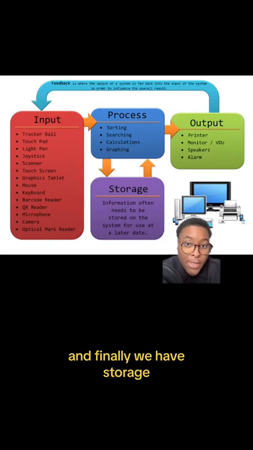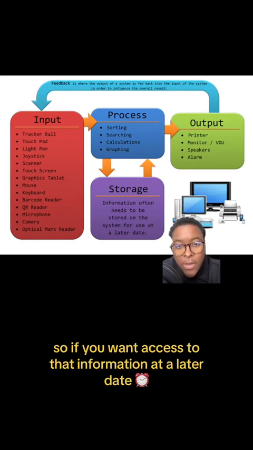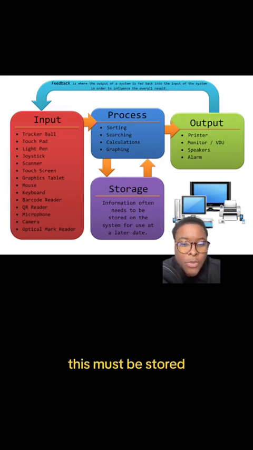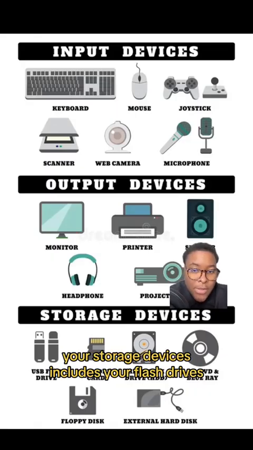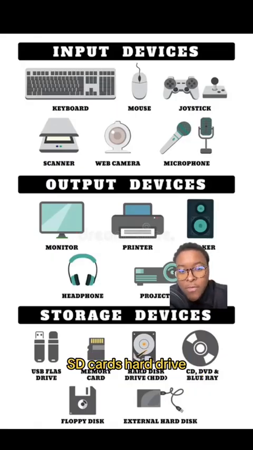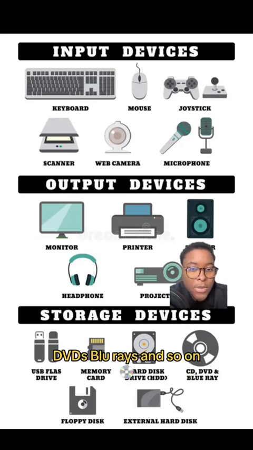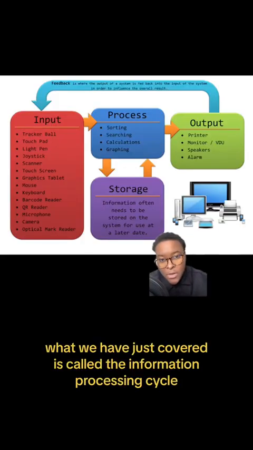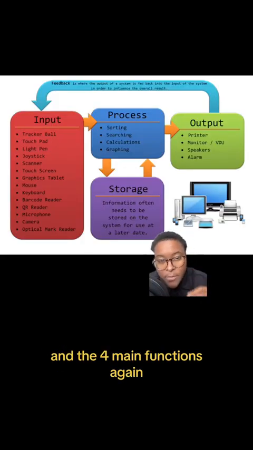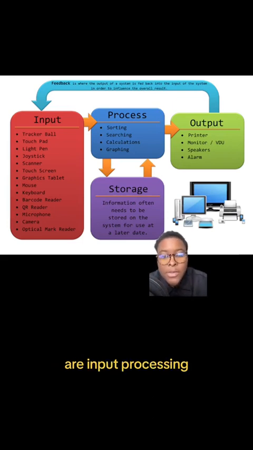And finally, we have storage. If you want access to that information at a later date, it must be stored. Your storage devices include flash drives, SD cards, hard drives, solid state drives, CDs, DVDs, Blu-rays, and so on. What we have just covered is called the information processing cycle, and the four main functions again are input, processing, output, and storage.